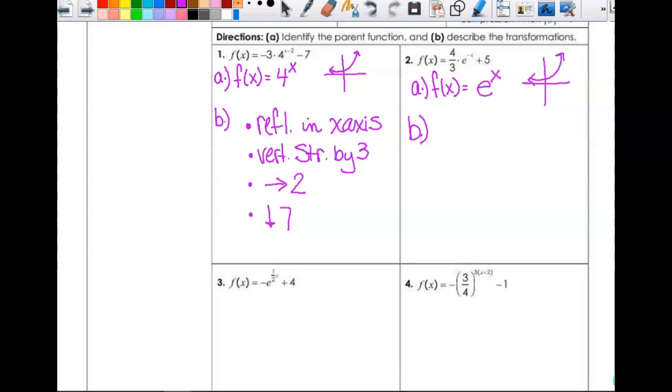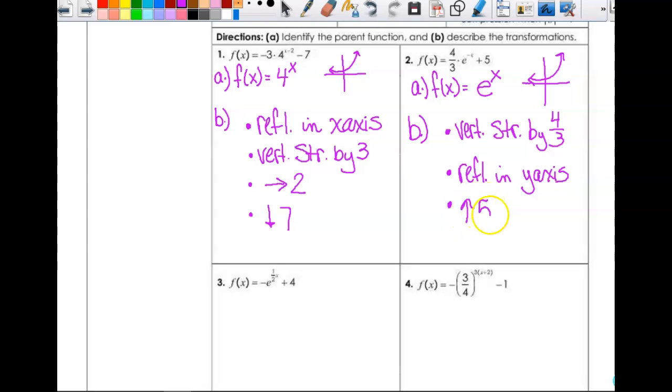3. Good. So I got 3 of them. That 4/3 is going to be a vertical what? Stretch, because it's greater than 1. Good. Vertical stretch by 4/3. That negative is a reflection in what? The y-axis. Very good. And 5 means up 5.